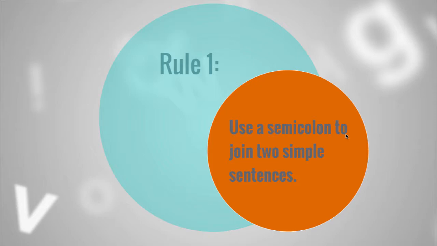So rule 1 for using a semicolon is to use it to join two simple sentences. In other words, when we have two simple sentences and we want to spice up our writing by combining them and making it more complex, then we use a semicolon.